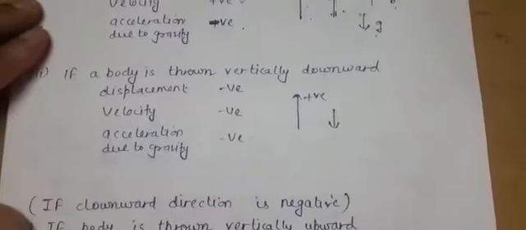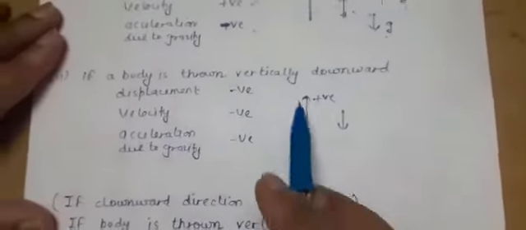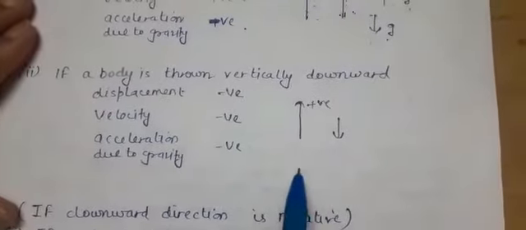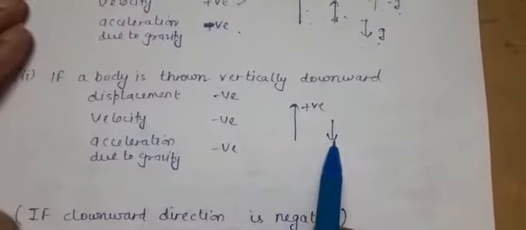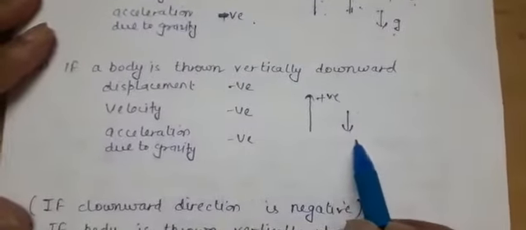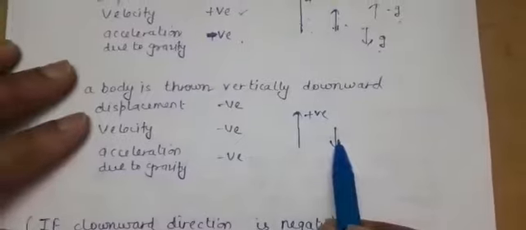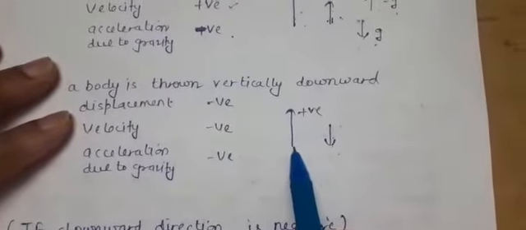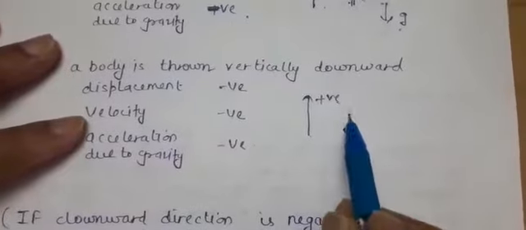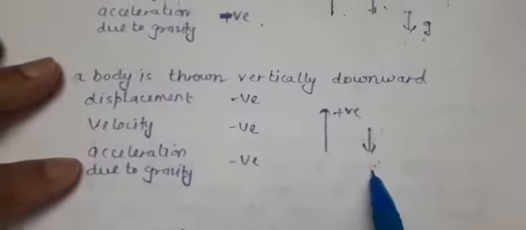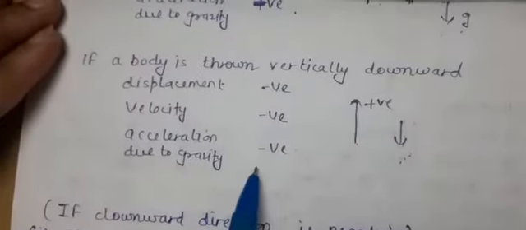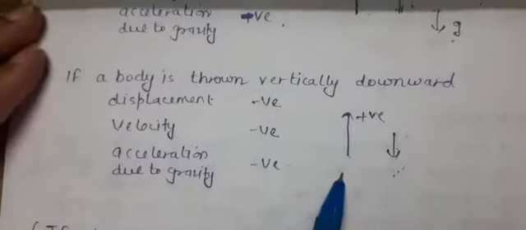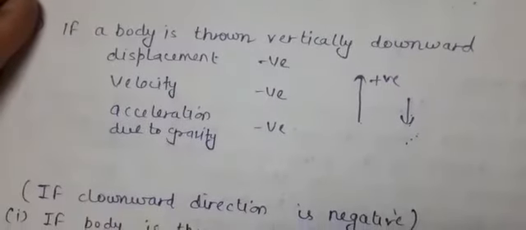Now, if the body is thrown vertically downward, keeping upward direction to be positive, that is as a standard direction from which we are comparing our motion. Now, we have dropped the body downward. So, in that case, the body is moving downward. As per this convention, the direction of motion is opposite to the convention chosen. So, here displacement will be negative, velocity will be negative, and acceleration due to gravity will also be negative. So if the direction of motion is downward and our convention is upward direction positive, all the factors will be negative. This point is slightly difficult to understand.